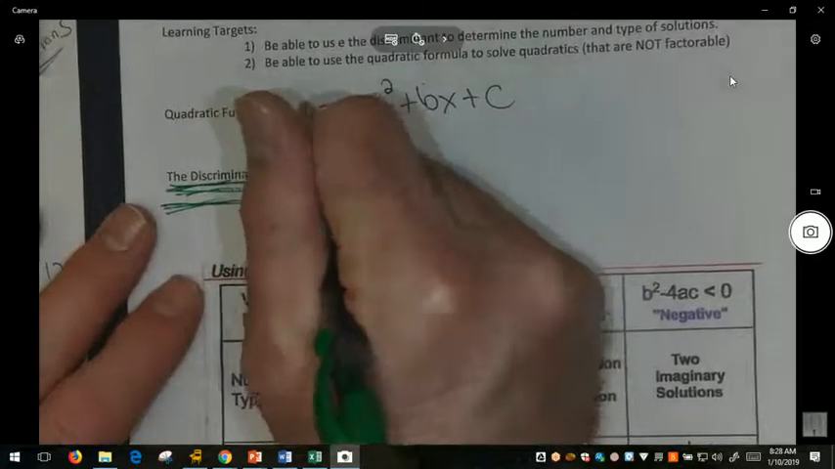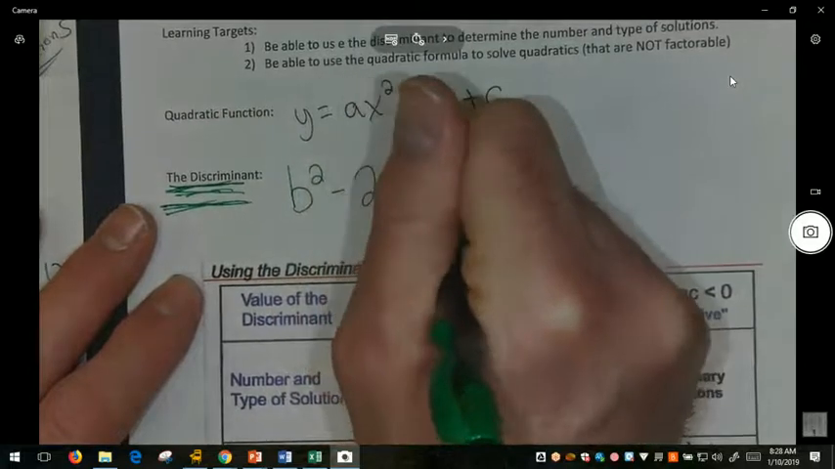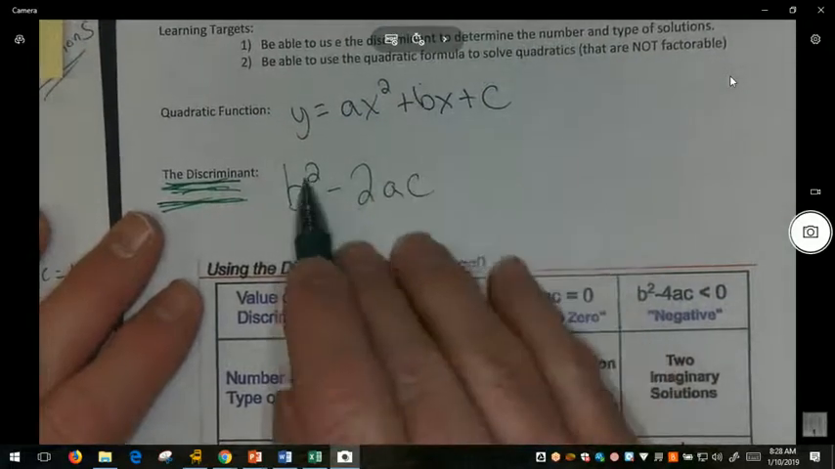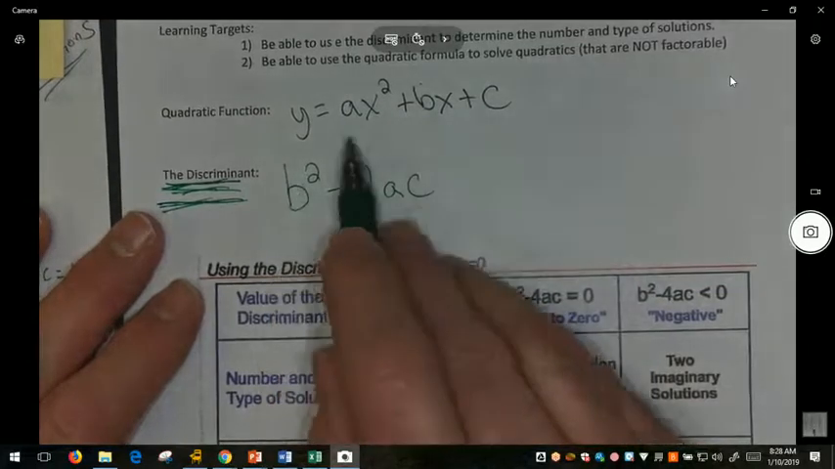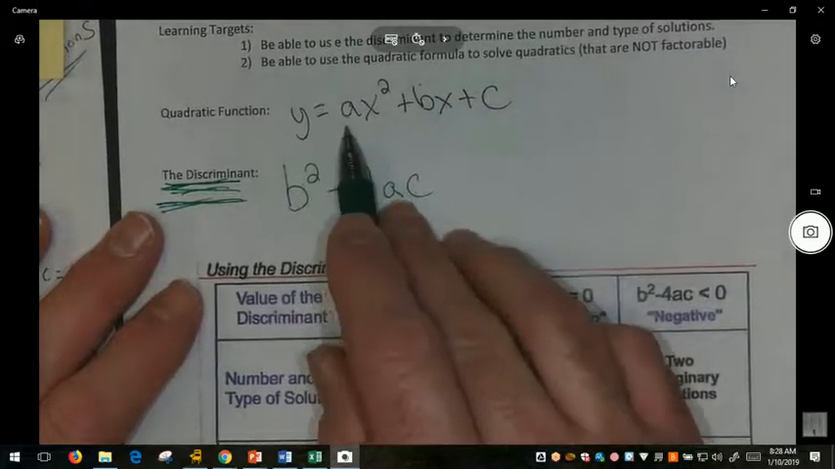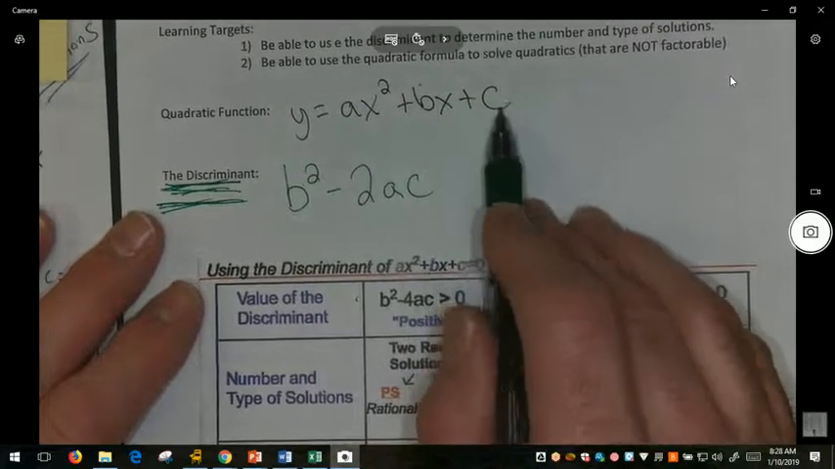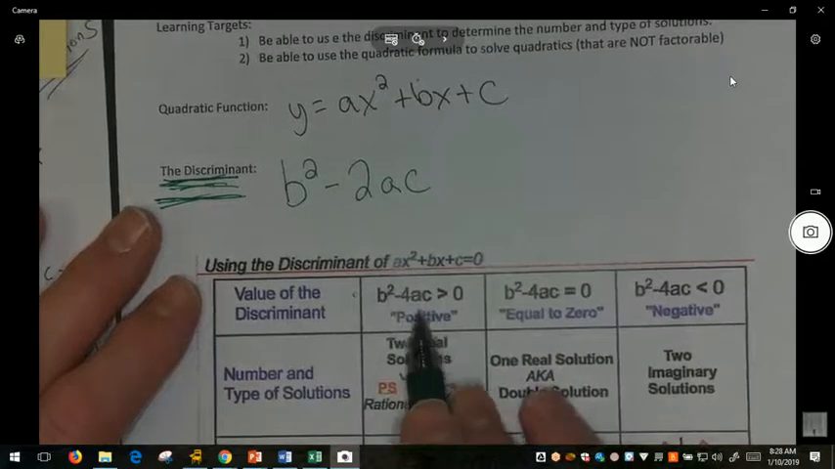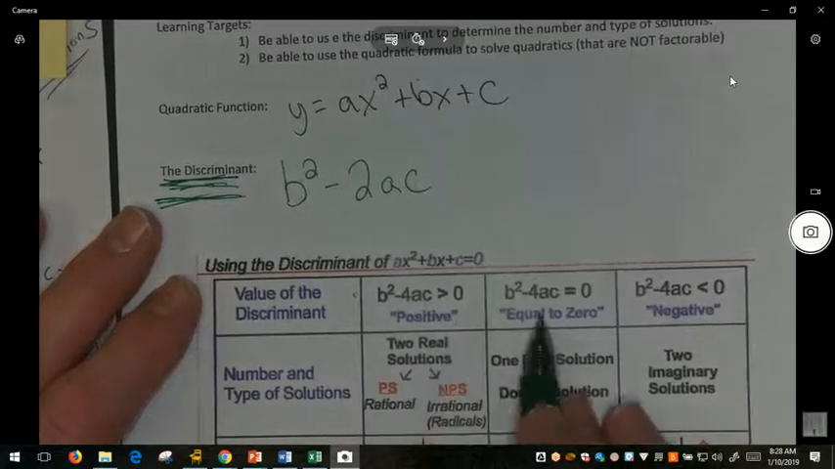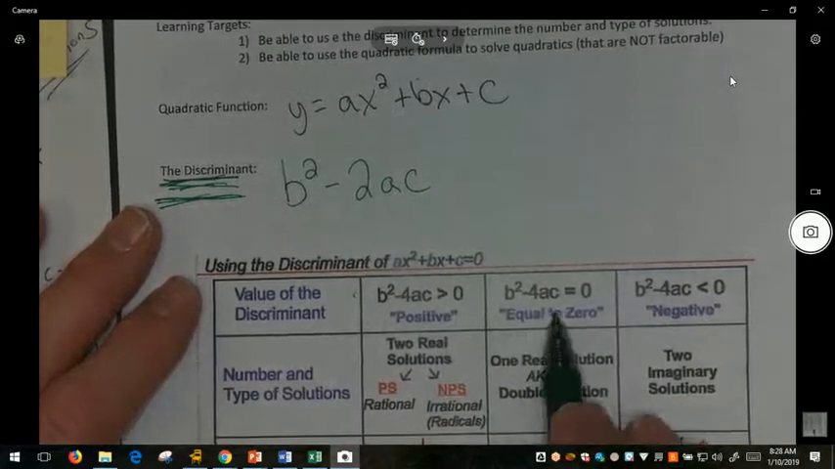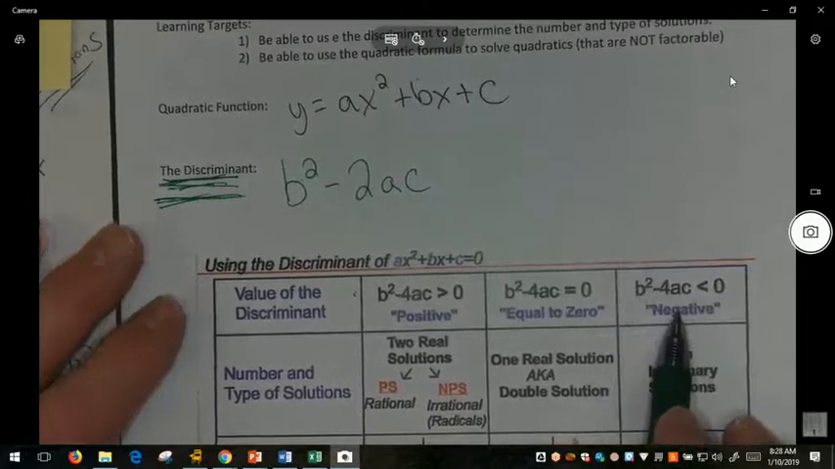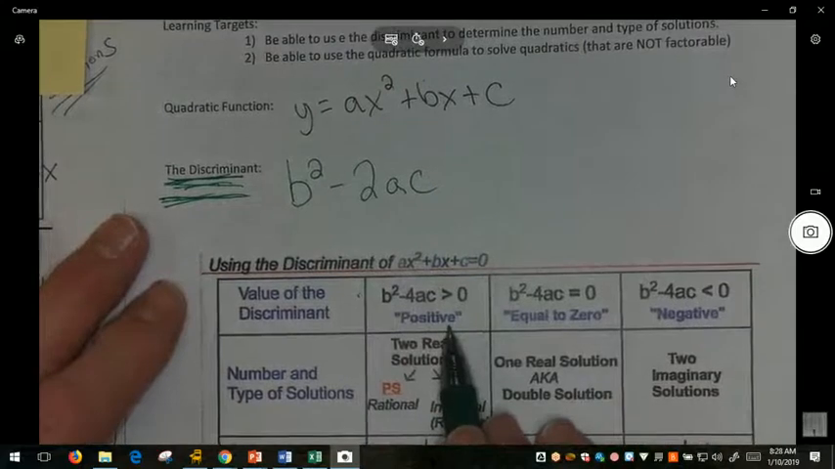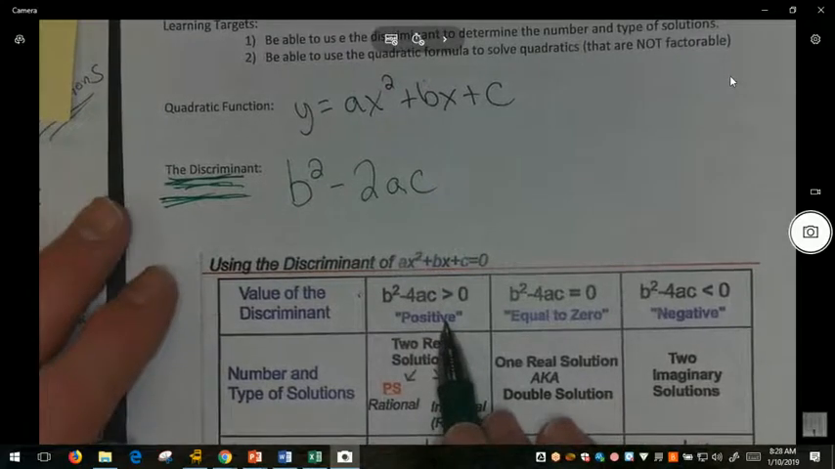The discriminant is b squared minus 4ac. If you take the coefficient on x with its sign and square it, subtract 4 times the coefficient on x squared times the constant, it will give you either a positive number, it'll either be greater than 0, or it'll be equal to 0, or it'll be less than 0, which means it's negative. If you do this and you get a positive number, then you have two real solutions.